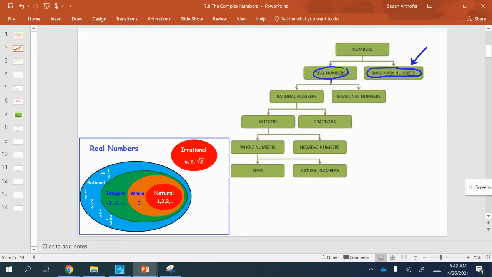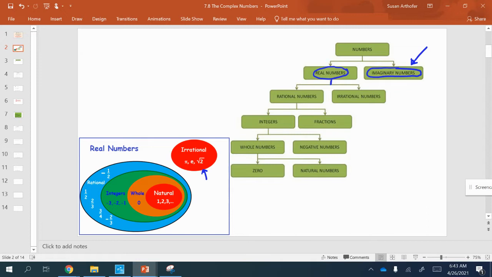Now, just to remind you, to the left side is all the different kinds of real numbers in the world. Rational, irrational. Rational numbers can be either integers or fractions. Integers are whole numbers and negative numbers. Whole numbers are 0. And then we also have the natural numbers. So here's your little box of irrational numbers. Those are numbers that can't be expressed as a fraction, like pi.